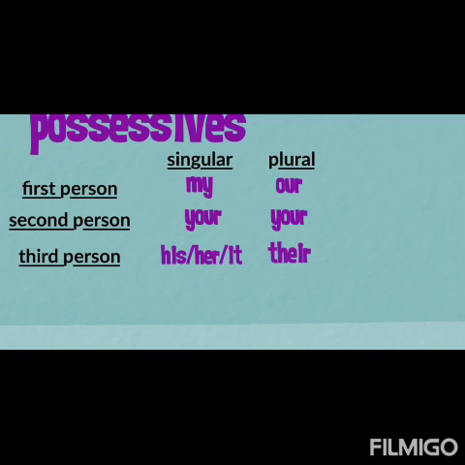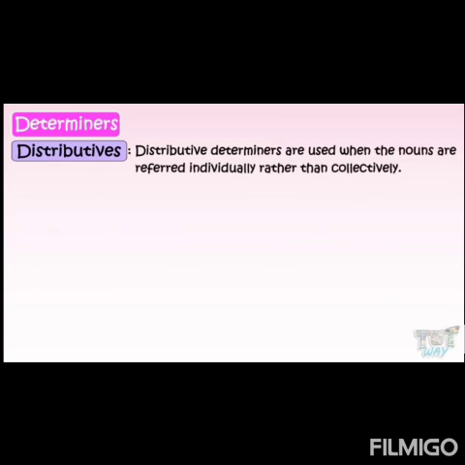Now see this table. For the first person, the possessive determiner for singular is my. The plural possessive is our. For the second person, your is used for both singular and plural nouns. In the case of the third person, his, her, its are used for singular and their is used to show plural possessives.